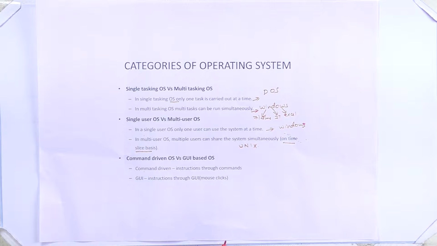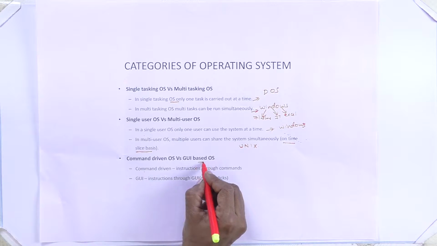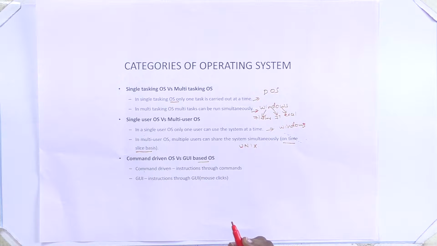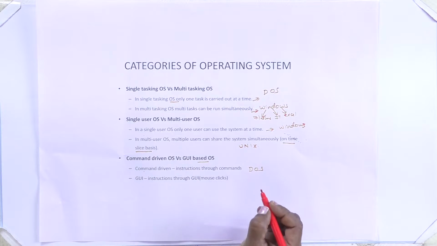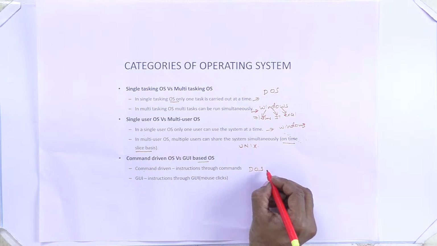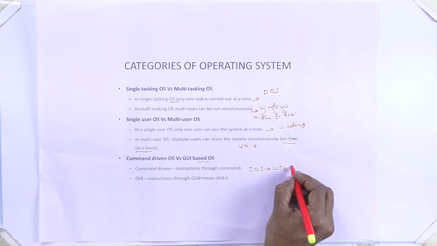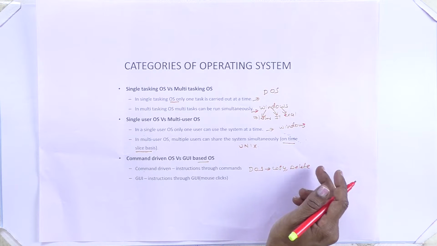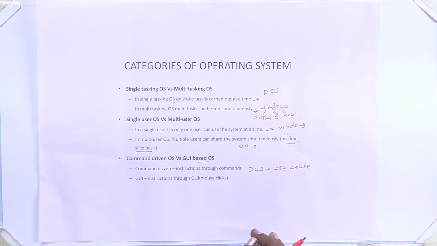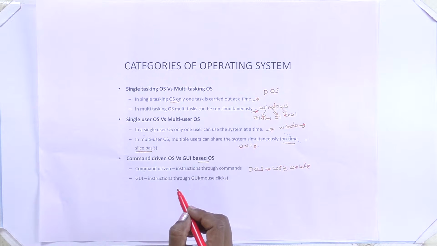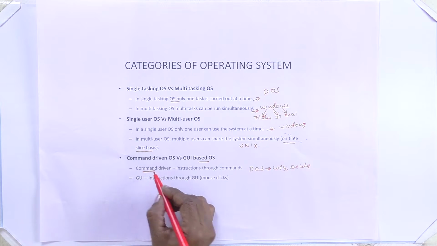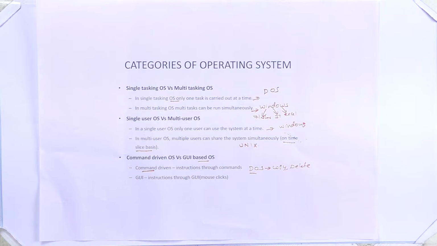The next category is command driven OS or GUI based OS. In the command driven OS, as we discussed earlier with DOS, for every task we need to operate, we have to give a command. For example, it could be copy or delete or replace. So each and every command or task to be executed has to be given through a command. The example is DOS.